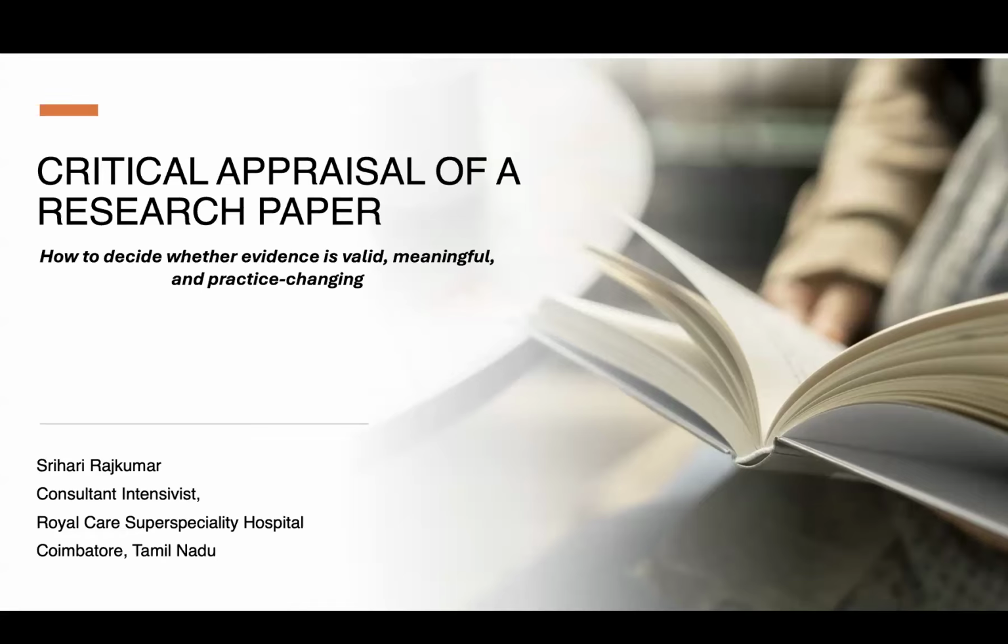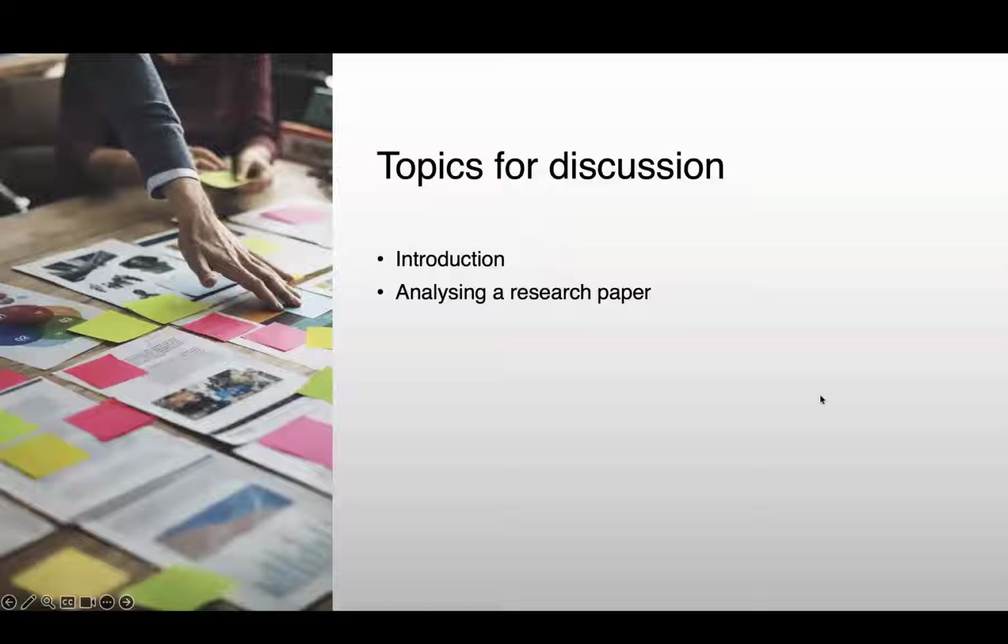So first I'll be discussing the critical appraisal of a research paper. That is how you need to go about it. What are the things that they are going to ask in the exam and what you need to answer also. These are the main areas that I will be covering, and I've made it as simplified as possible so that it will be easy for you to go through this and answer in the exams. The main areas that I'll be covering are introduction and then how to analyze a research paper.